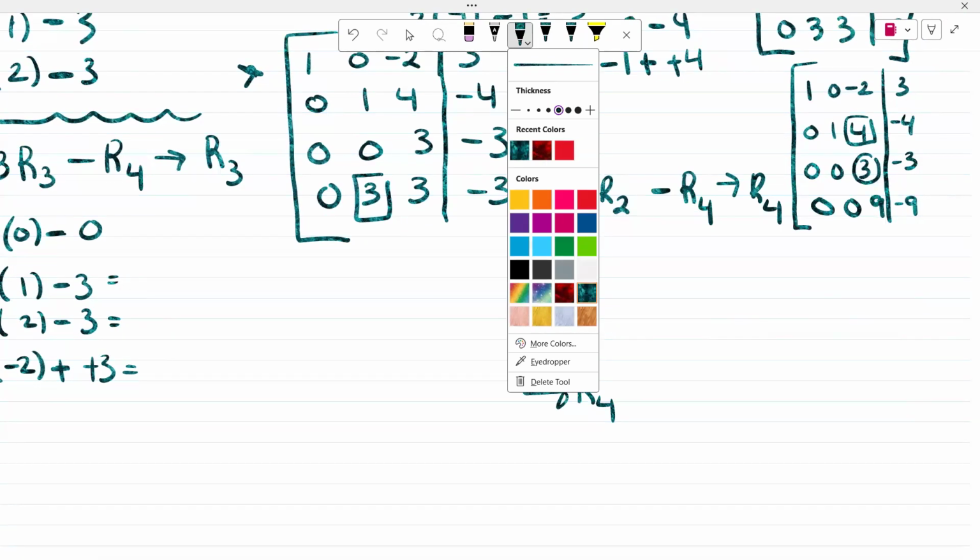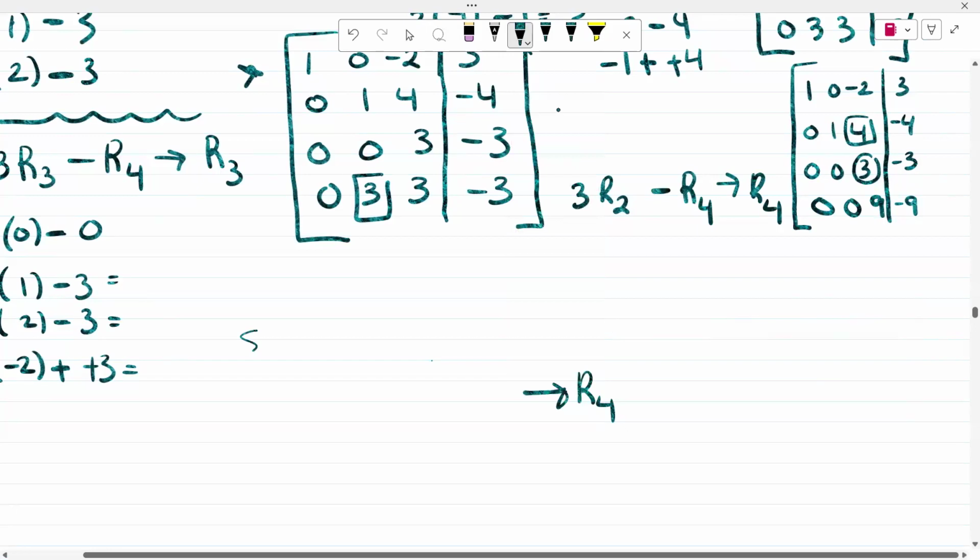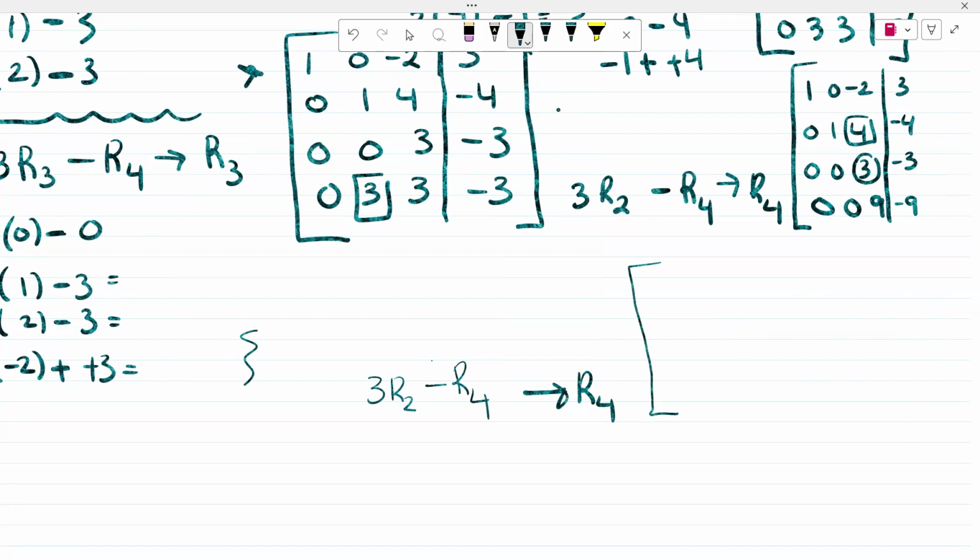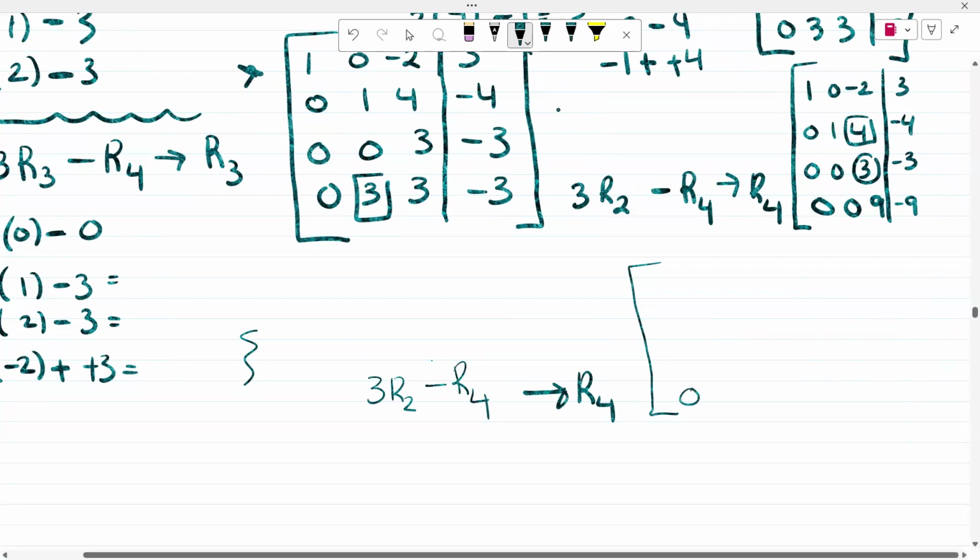See if I make it kind of small, will it drive? Okay, much faster. So I'm going to make this 9 into a 0, and to do that, I'm going to do 3 times row 2 minus row 4, and that will give us your new row 4. You could do the work, but I already did the work, and I don't want to waste your time. So when you do that, this entire row will be 0.